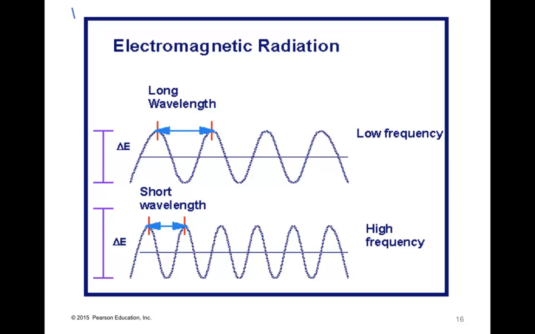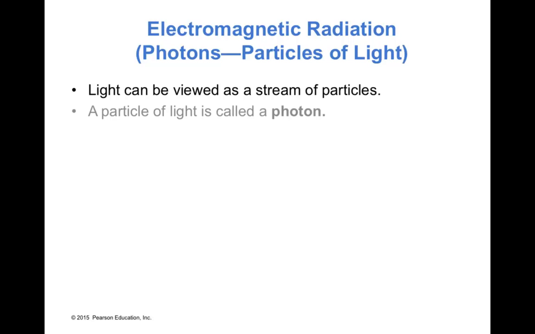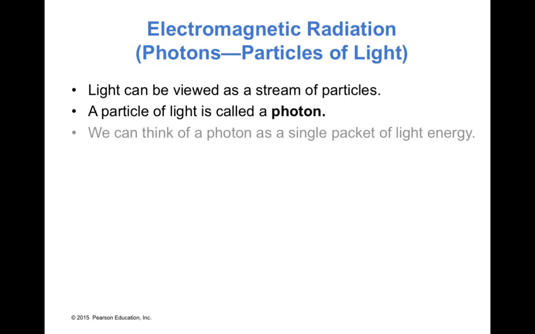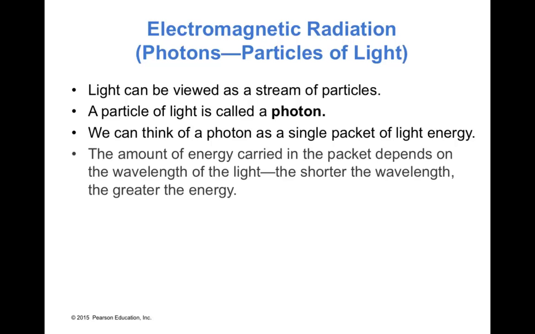So let's talk now about the particle characteristic of light. Light can be viewed as a stream of particles. A particle of light is called a photon. We can think of a photon as a single packet of light energy. The amount of energy carried in the packet depends on the wavelength of the light. The shorter the wavelength, the greater the energy.